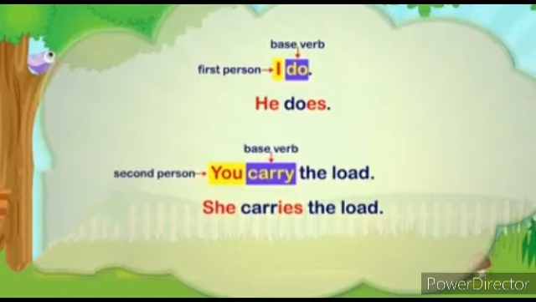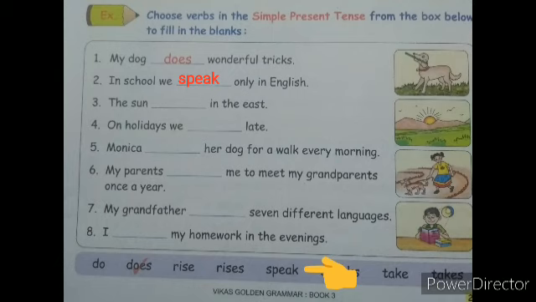Second sentence, in school we dash only in English. The word we shows the second person. Below in the box you have to choose the answer. The answer is speak. The base verb is speak.